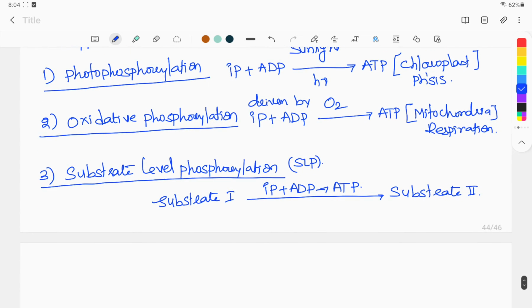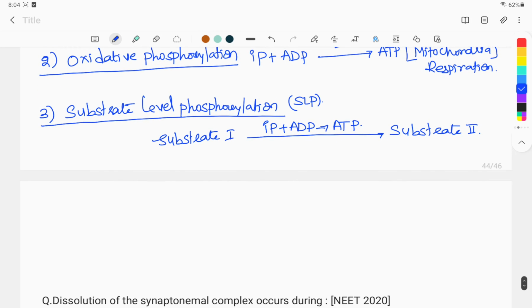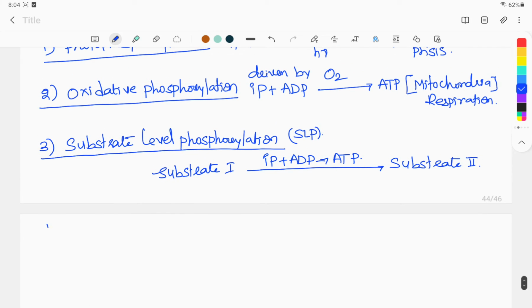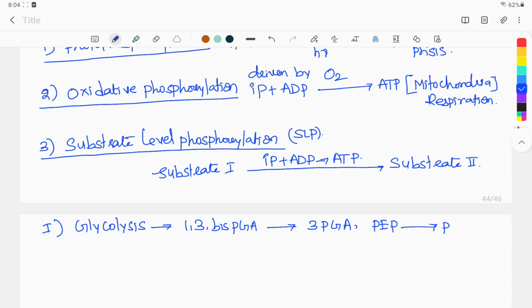So where does it take place basically? In glycolysis, it takes place during the formation of 1,3 bis PGA to 3 PGA, and another is phosphoenol pyruvate to pyruvate. During these two reactions it takes place. Another example that I give you is in the Krebs cycle. So this is what the question is framed on here.